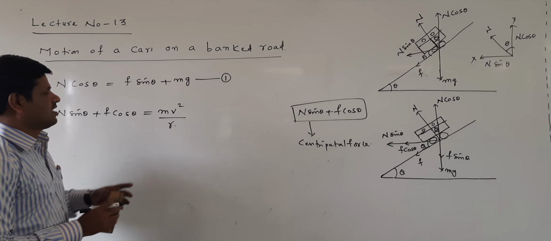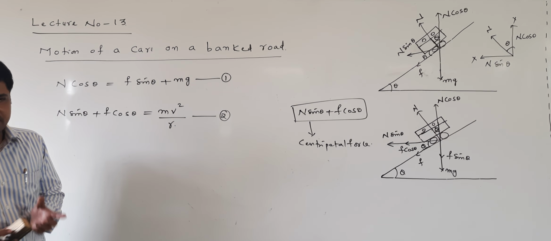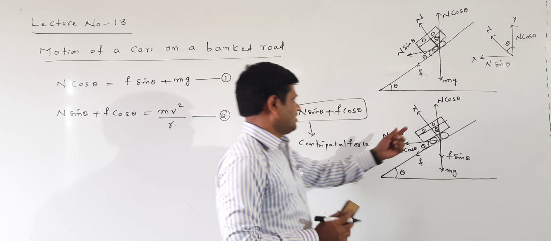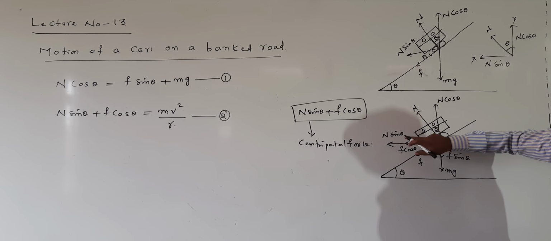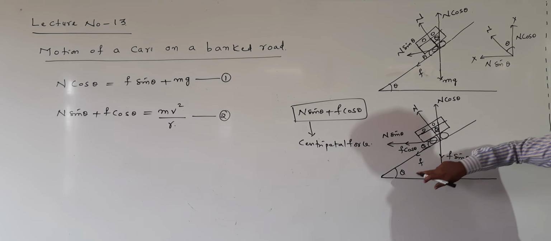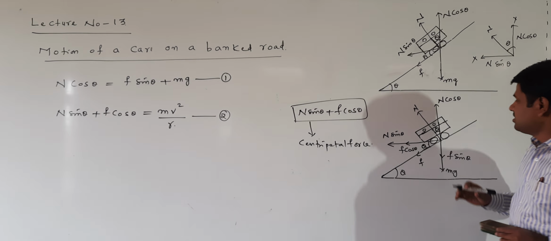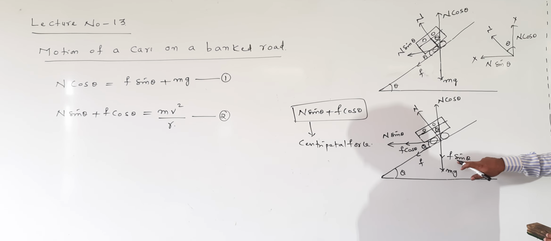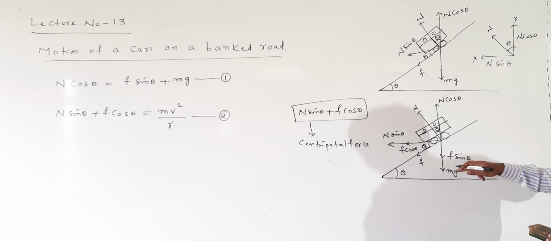Right, these two equations are written here. This is going to be equation number 2. Once again I am saying that N is divided into two components: one is N cos theta, another one is N sin theta. Because this angle is theta, this is also angle theta. Here theta is called the angle of banking. N cos theta is balanced by f sin theta and mg, because f sin theta and mg both are acting in the same direction.